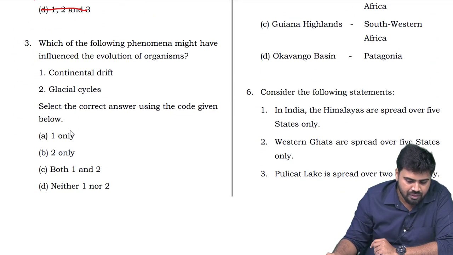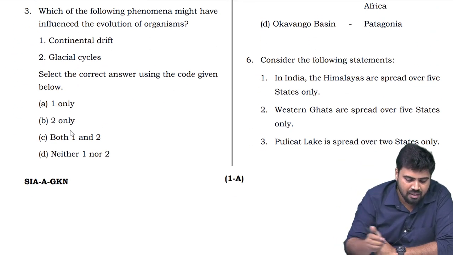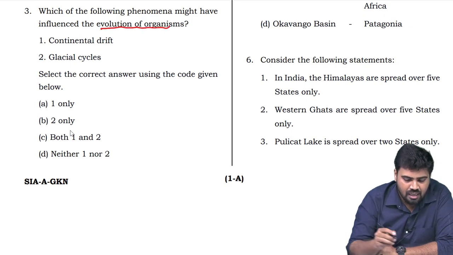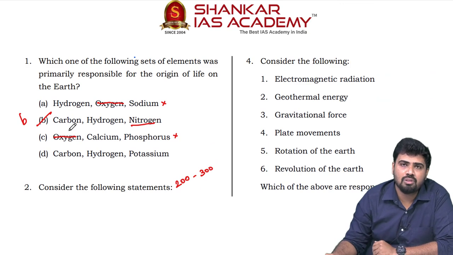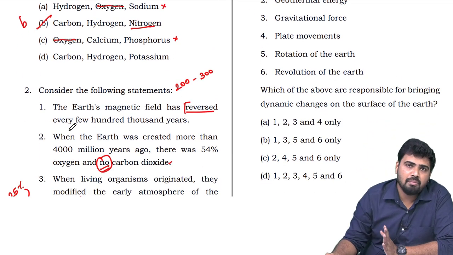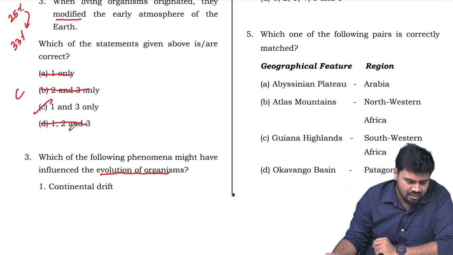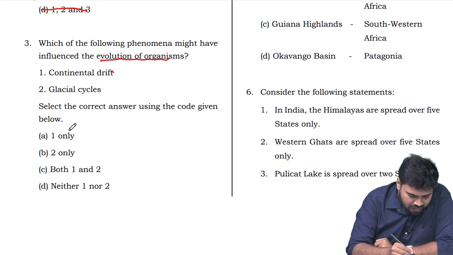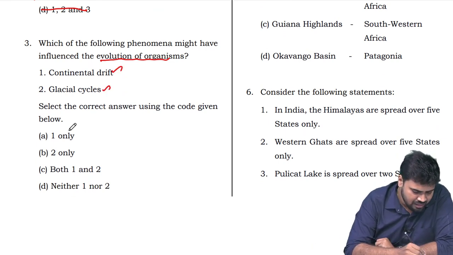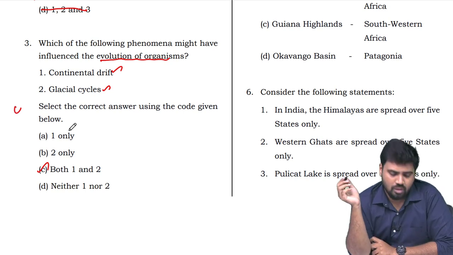Okay, third. Which of the following phenomena might have influenced the evolution of organisms? See, can you understand the question? The first three questions are mostly about evolution and the origin of earth. You have to study from the Big Bang theory. It is in our NCERT itself, the 11th NCERT. Which of the following phenomena might have influenced the evolution of organisms? Continental drift and glacial cycles. It is true. Option C, both 1 and 2.